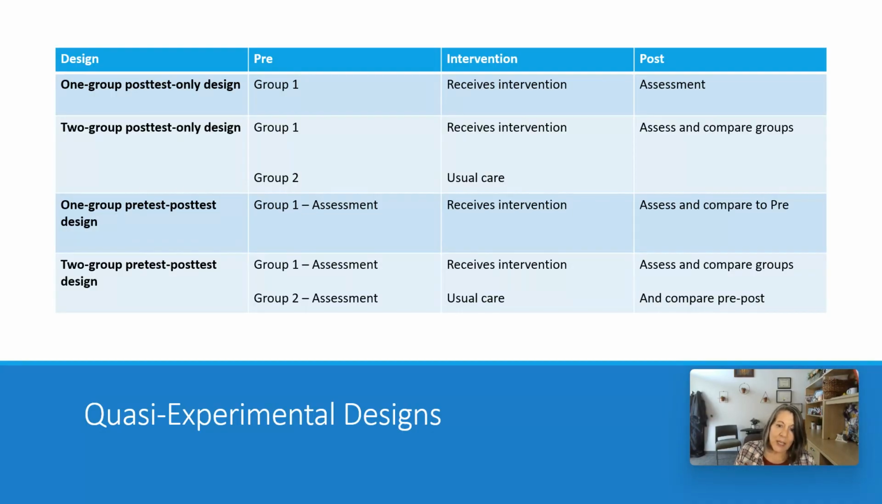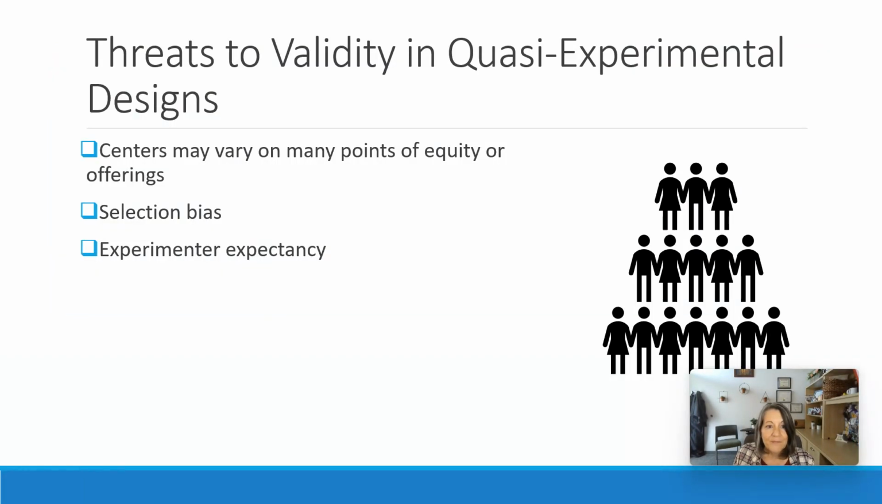They look a little bit like the experimental, but what's the big difference? That the groups are not randomized. What are some of our threats to validity in a quasi-experimental design? Well, the centers may differ on some points of equity. So again, back to our skilled nursing facility example. One skilled nursing facility may have equipment that the other skilled nursing facility doesn't. Maybe one has longer hallways or more trip hazards. That's going to be a factor when we're looking at fall prevention.